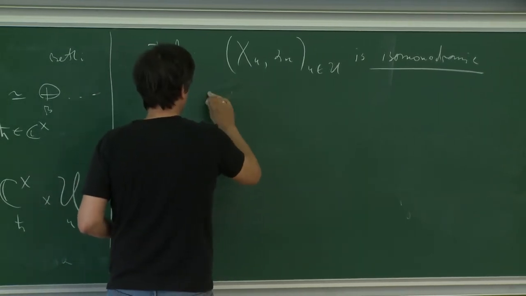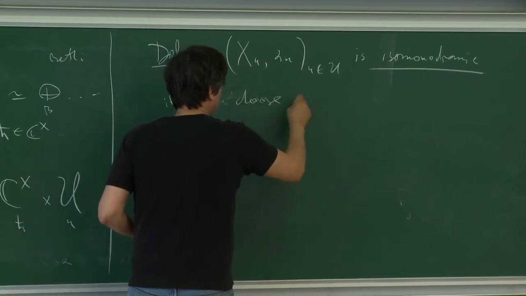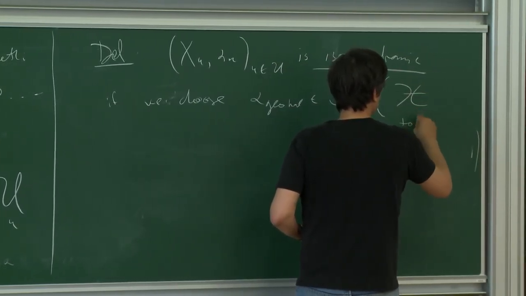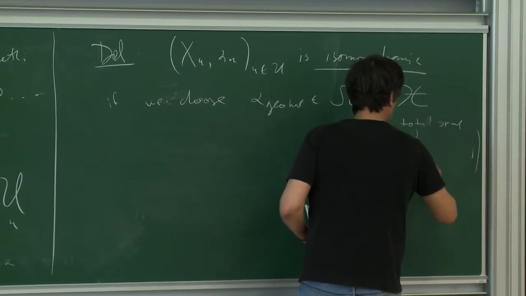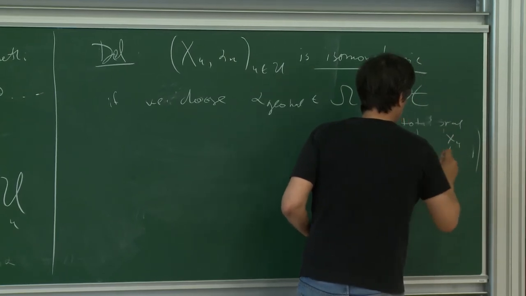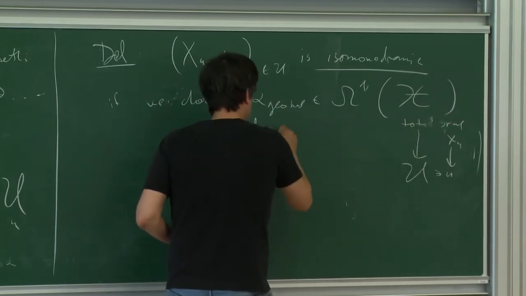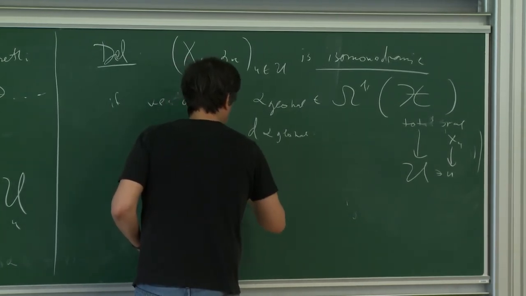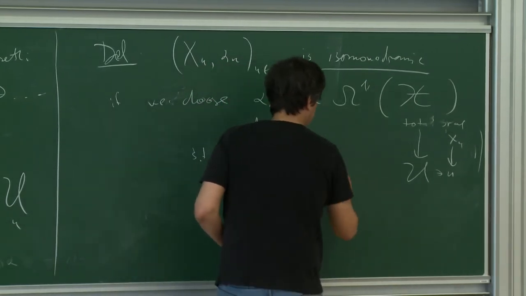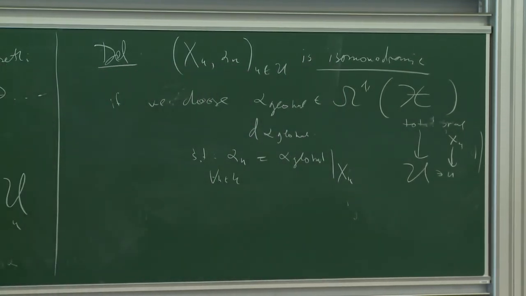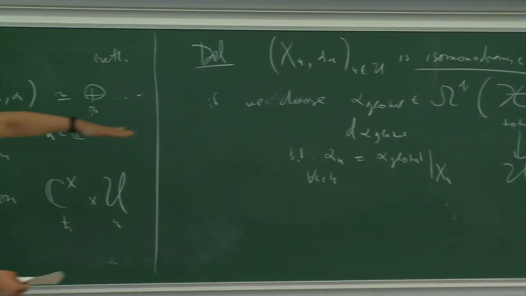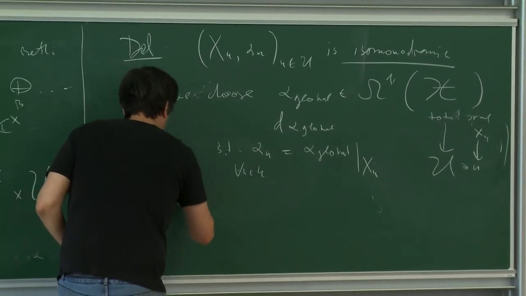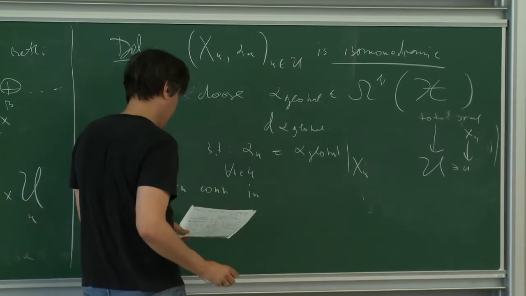if on the total space of the family, which fibers over U with fibers X_u, you choose some global one-form which is closed globally, and such that alpha_u for any u is the restriction of alpha global to the fiber. In this case, if you fix h bar, we get the same periods for the one-form. We get an isomonodromic connection, and so we should expect a Gauss-Manin connection in the direction of u.